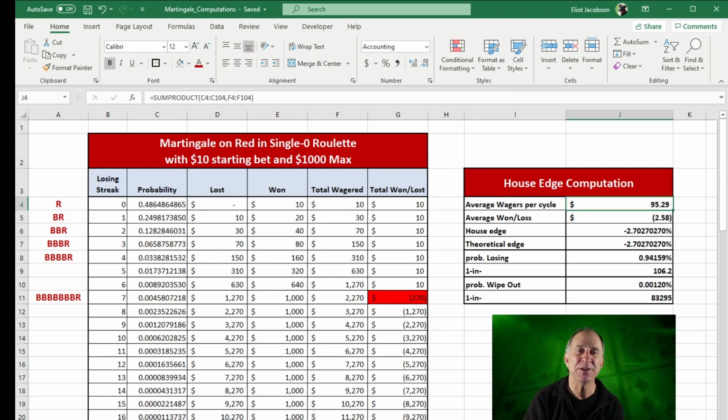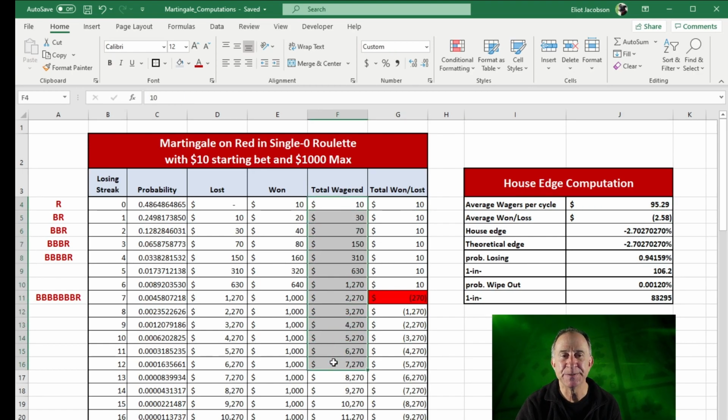And now let me talk about how we compute our average wagers, our average won loss, and the house edge through this spreadsheet. So this number right here, 95.29, what is that? Well, what this is saying is that as we go through and play, our total wagers listed right here are going to be sometimes 10 to go through a cycle, or 30 or 70 or whatever. Each one of those happens with a certain probability.